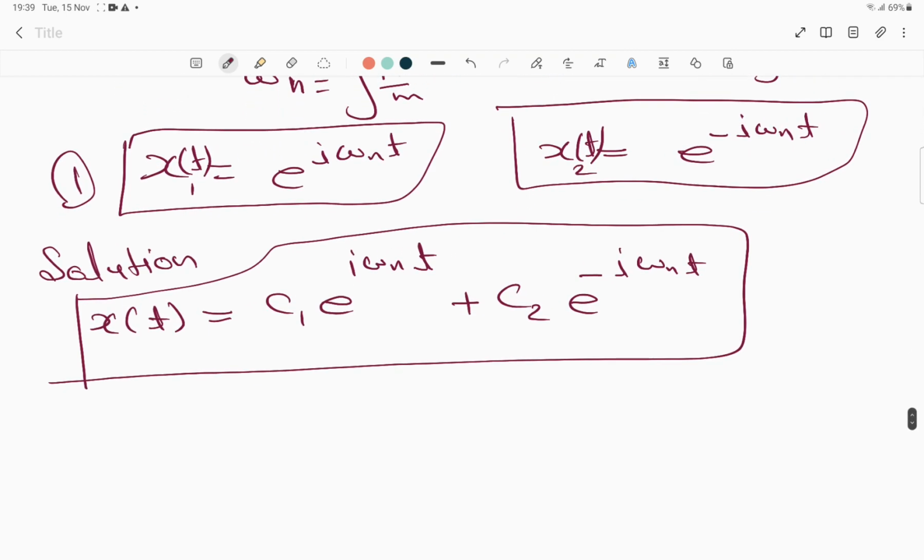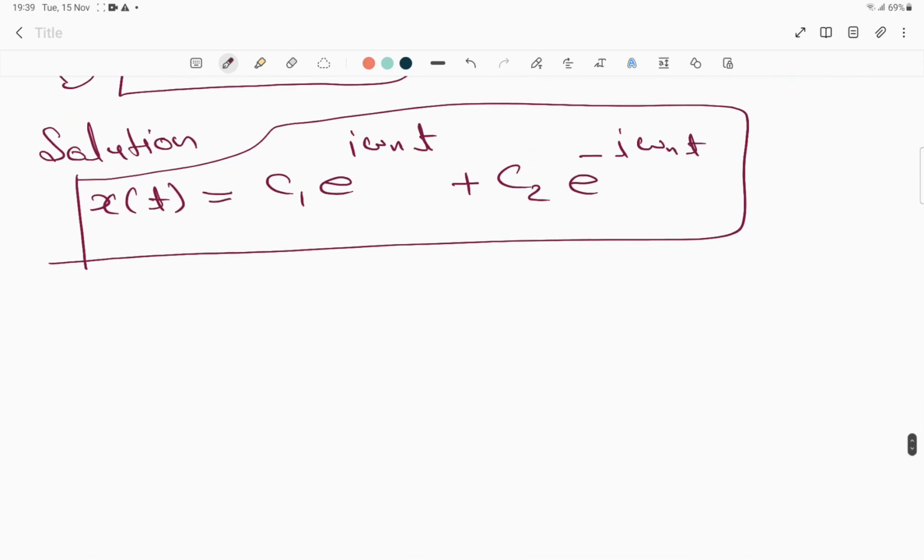Then what is this like? How is it coming into the picture? That is what I am going to explain in this video. That is what this video is for: how this complex sinusoid form would be useful for finding the solution. So that's what we are seeing over here.